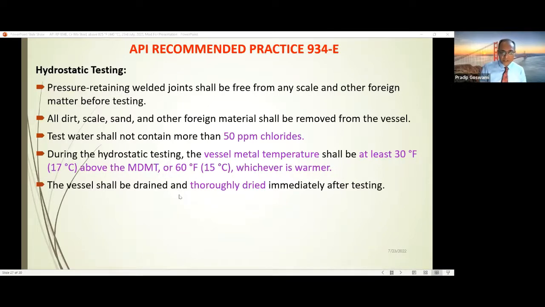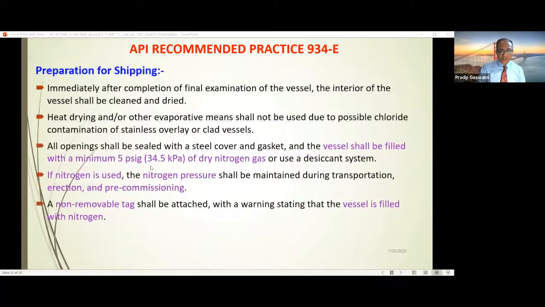that is the mandate of this code. The vessel shall be drained and thoroughly dried immediately after the testing. That means you need to ensure that there are no leftover traces of chloride in the vessel, which could cause pitting or post-fabrication damage that may affect the performance of this vessel in service. And these are called the preparation for shipping; basically the vessel has to be nitrogen filled, and only then shipped. And a tag has to be there showing that the vessel is filled with nitrogen.